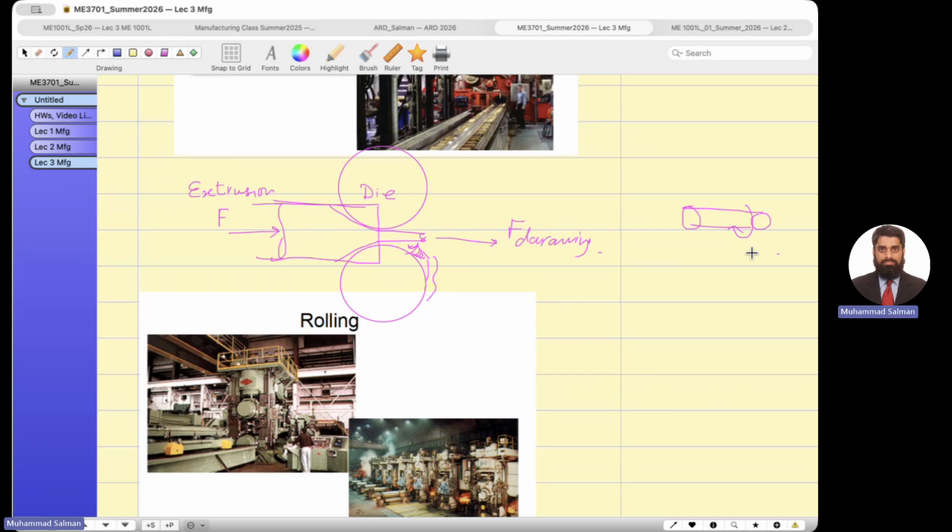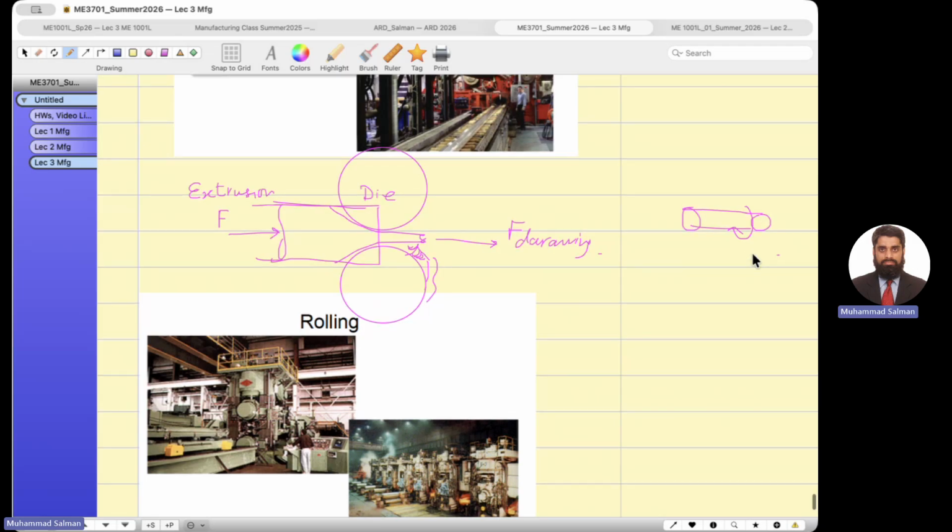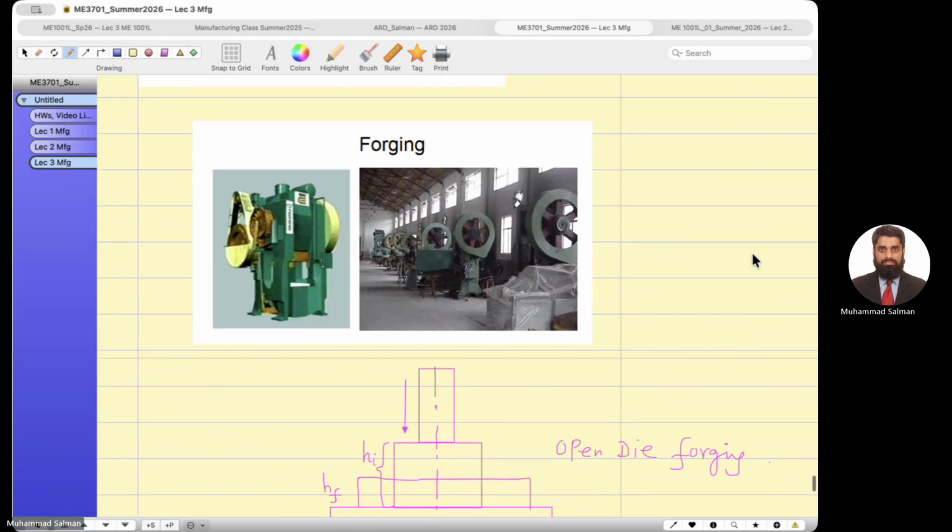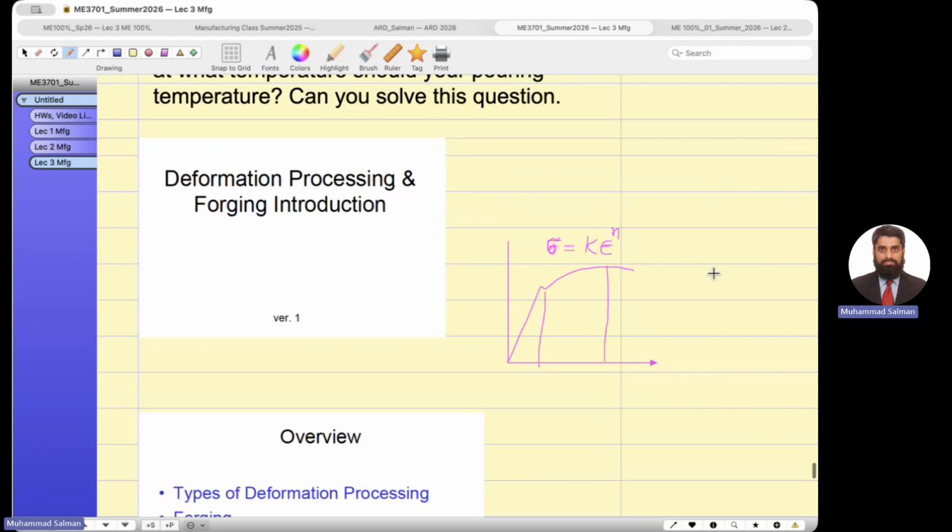You understood these four processes: forging, extrusion, drawing, rolling. And rolling is almost the same, not very much the same, but the process is to deform it plastically. And the governing law, as I mentioned, is K epsilon to the power n. I want to show you the analysis. How do you analyze the forging process?